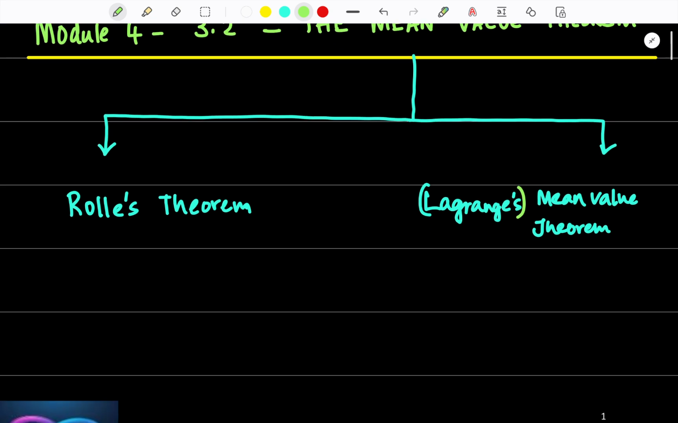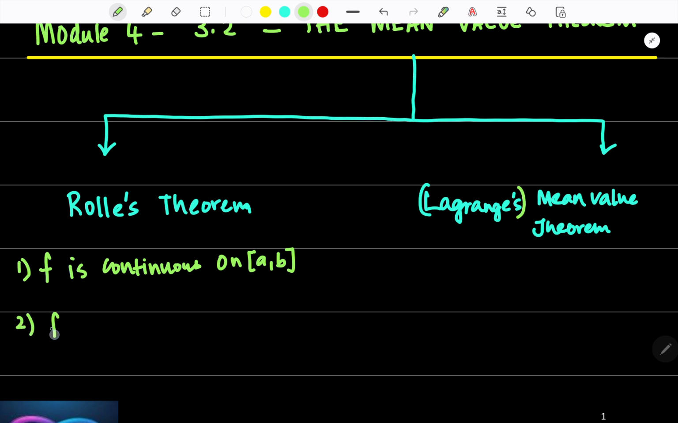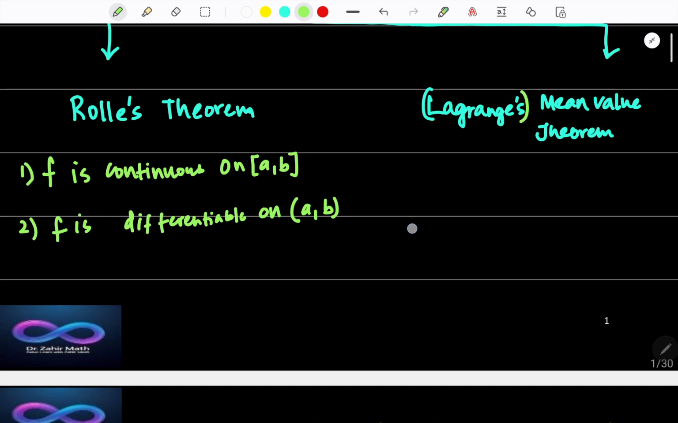Let me explain what is Rolle's theorem. So look carefully. In Rolle's theorem, we are going to do 3 steps. In the mean value theorem, we are going to do 2 steps. Keep in your mind. First, you're going to write f is continuous. For all the problems, you're going to write these 2 steps. F is continuous on the closed interval a comma b. The second is f is differentiable on the open interval a comma b, right?